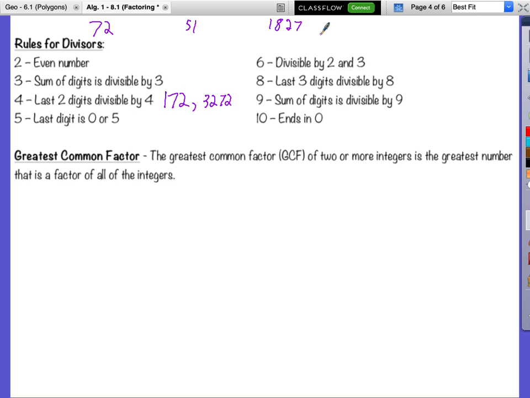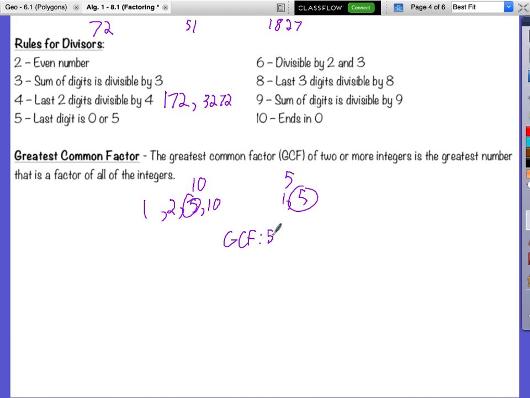So if we look at the integers, for example, let's look at 10 and 5. Let's compare these two. What are factors of 10? 2 and 5. What else? 1 and 10. What are factors of 5? 1 and 5. Any others? No. So the greatest common one is 5. So we'd say the GCF is 5.